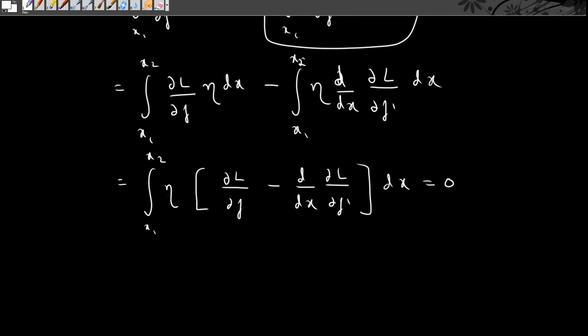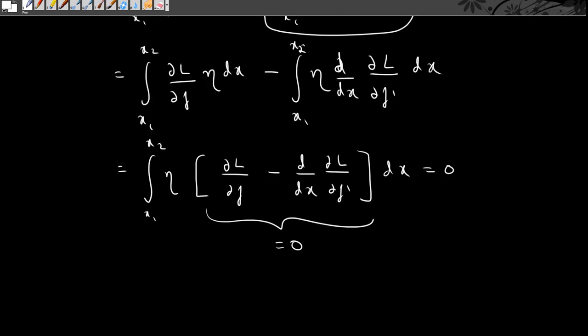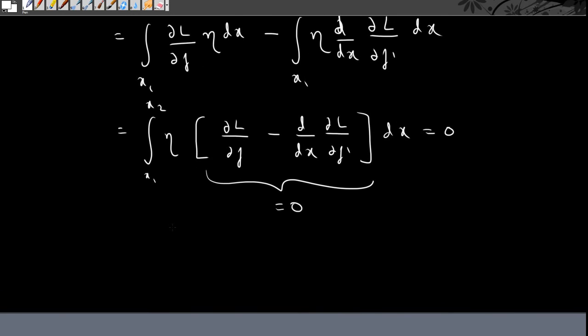Now eta is a non-zero function from x1 to x2, and dx is a very small number but not equal to 0. So the only way this expression can go to 0 is if this expression becomes equal to 0. So therefore we have the result dou L by dou F minus d by dx times dou L by dou F dash is equal to 0.